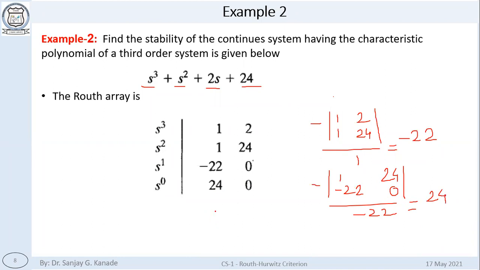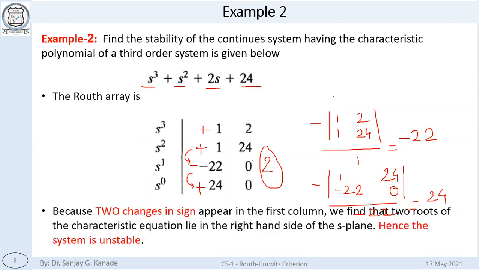Okay, so in this case, how many sign changes can we see here? Here, this is a plus, this is a plus, this is a minus, and this is a plus. So there are 1 and 2. There are 2 sign changes. So what does it indicate? There are 2 poles or 2 roots of this characteristic equation in the right half of the S-plane, and therefore the system is unstable. Okay, this system is unstable, right?